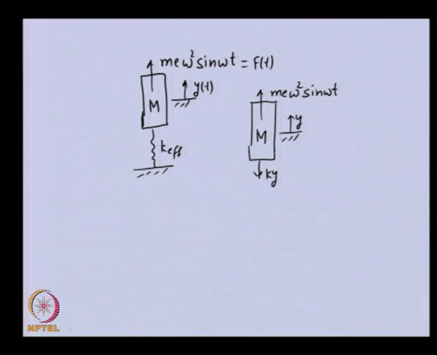We are assuming that the reference we are choosing is the static equilibrium position. Apart from this, there will be an inertia force which will be acting. Now, we can write the force balance: the sum of external forces is equal to mass into acceleration.